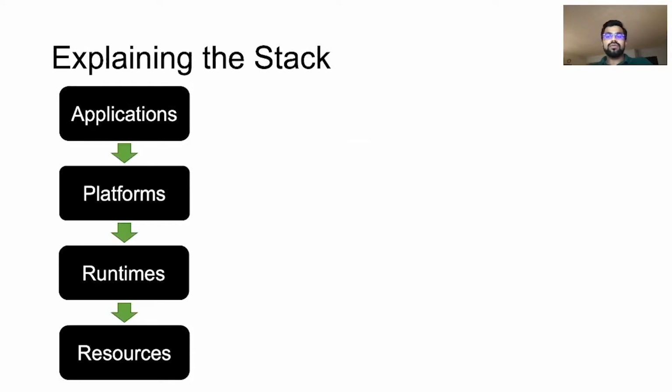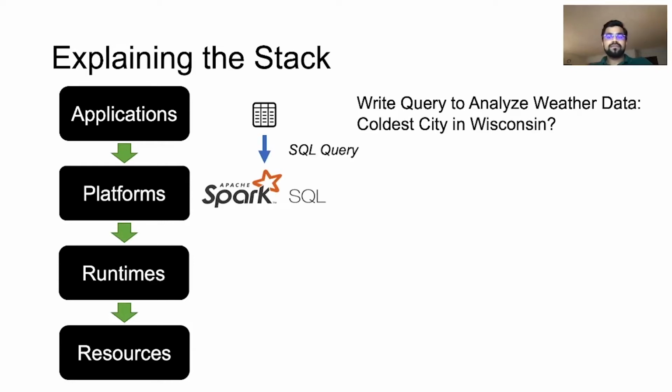Now I'll take you down the stack to explain the different layers of the stack and explain the interfaces between these layers. I'll give a quick overview with a simple example. Let's take an application that wants to analyze a weather database and wants to find, say, the coldest city in Wisconsin. The application uses a platform like SparkSQL to do this. The application will use the programming abstractions or the APIs exposed by the platform to express this computation, and in this case it is expressed as a SQL query.